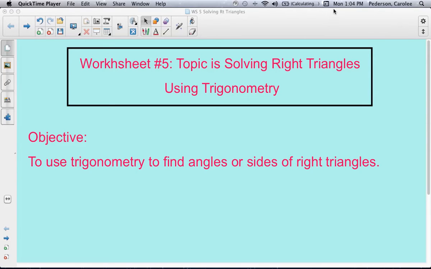This is worksheet number 5 for chapter 13. Our topic today is solving right triangles using trigonometry. We're going to find angle measures or side lengths of right triangles.